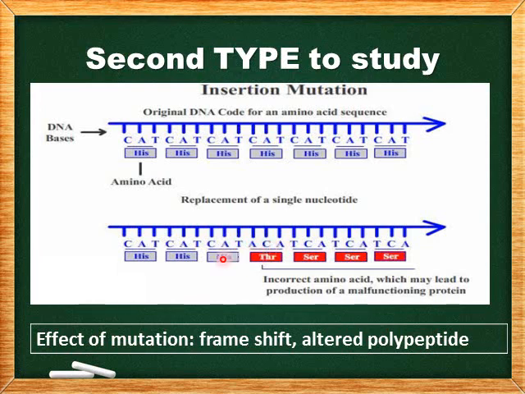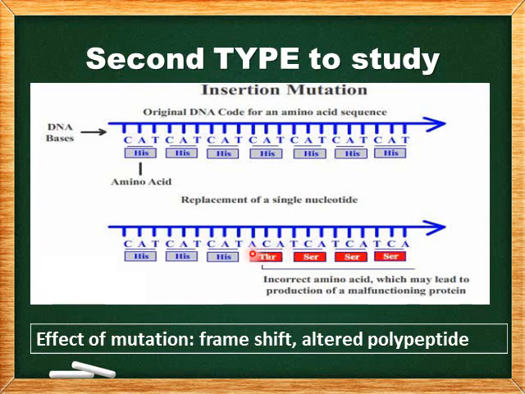What will happen, because we are studying codon by codon, is that this inserted nucleotide will take with it the next C and the next A in order to be read together, as if this A pushes all of the other nucleotides to the right.